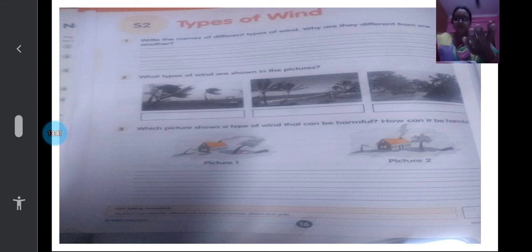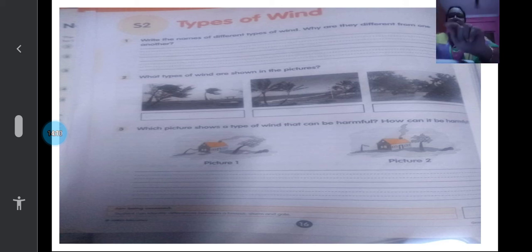Now you see the picture, second one. What types of wind are shown in the picture? You see how strong it is blowing. Accordingly, you think on your own and complete that second one. Third one, which picture shows the type of wind that can be harmful? How can it be harmful? You see, there is a house and trees are getting uprooted, about to fall. And in picture 2, it is blowing nicely, gently. So you think of the answer, try it. Then later you check what it is by seeing.